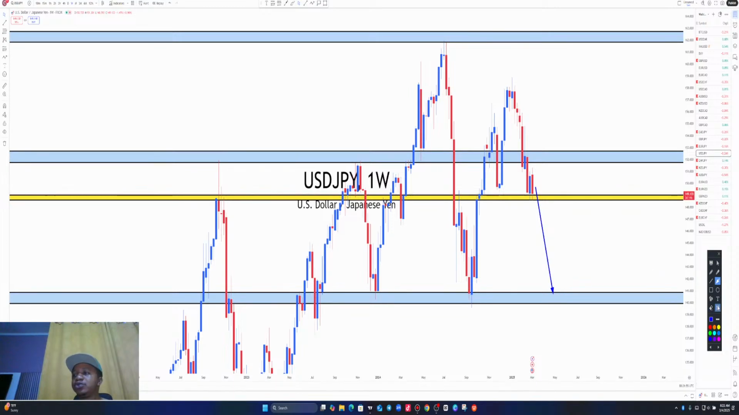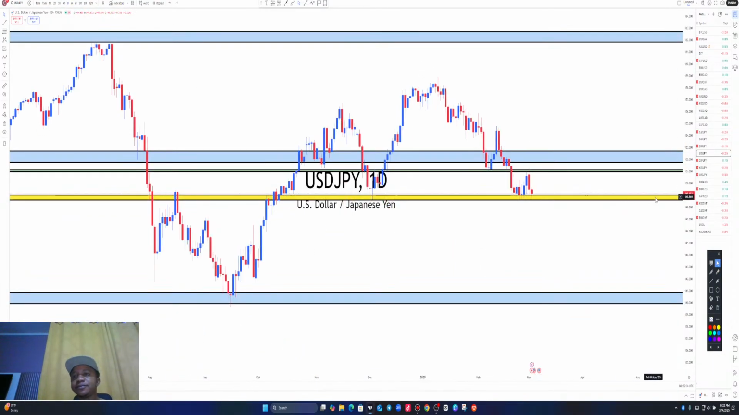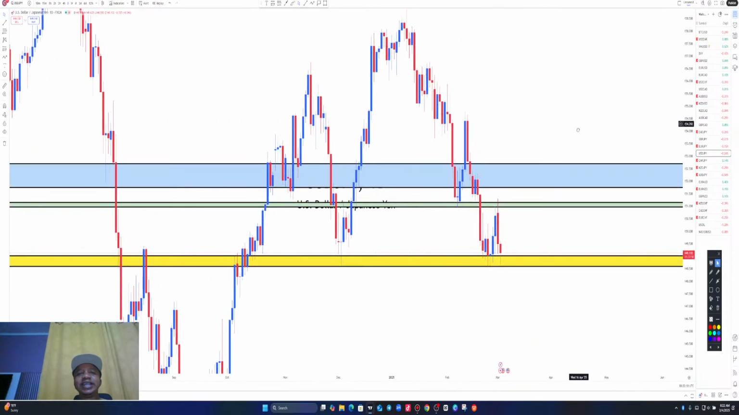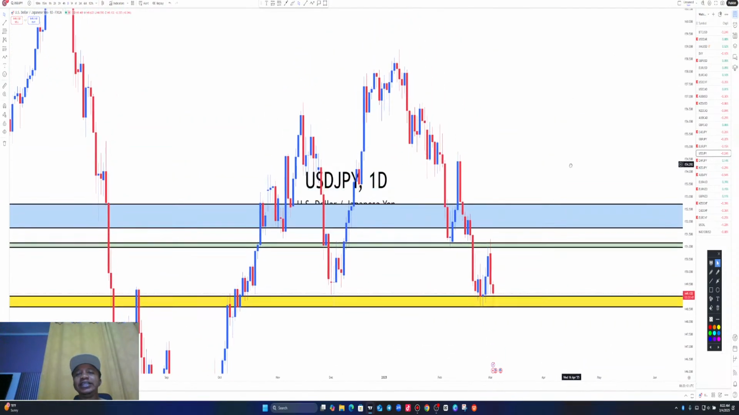But let's look at what price is doing on the weekly support level so that we can know whether there will be a sell to break below, or there will be buyers who have to continuously push the market to the upside. All right, let's take it to a daily time frame for more understanding. Okay, so this is the daily time frame of USD JPY.